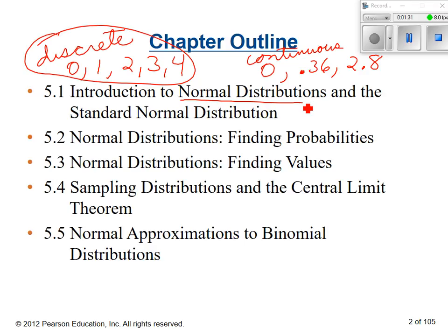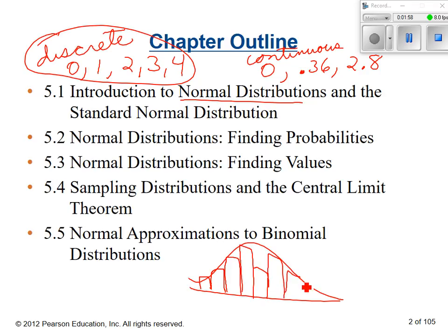When we say normal distributions, we're probably talking about what? Your normal curve. All right. So instead of what we did in chapter 4, we made histograms for some of the stuff, and it might have looked like this. And we found the probability of getting something in that little part right there or whatever. Well, now we're going to find the probability of getting it, but we're going to use this area.